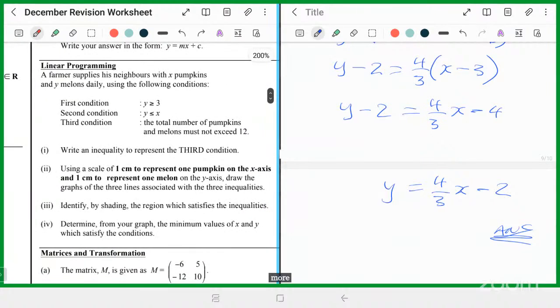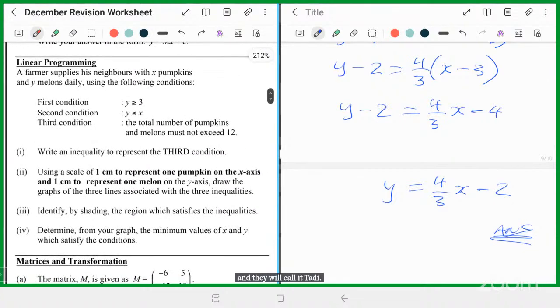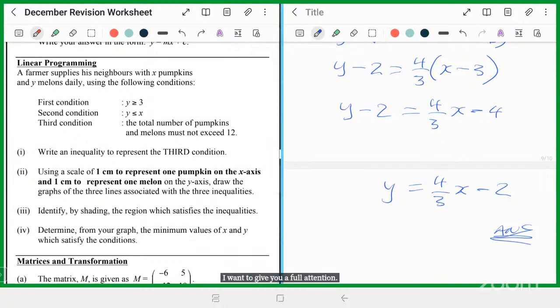All right, let's just do this linear programming and we'll call it a day. I'm not going to pressure you because I want to give you full attention. All right, let's do the linear programming.